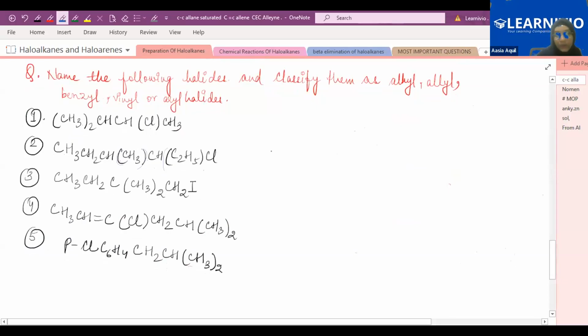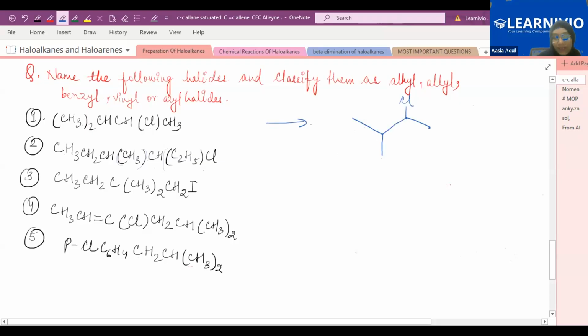First one. It's your CH3, then here CH, then CH again. To the CH there are two substituents, CH3 and CH3, and to this carbon there is a chlorine group, and here the methyl group. This is the first structure. Now try to name this halide, and classify it as alkyl, and also mention the degree, whether it's primary, secondary, or tertiary.